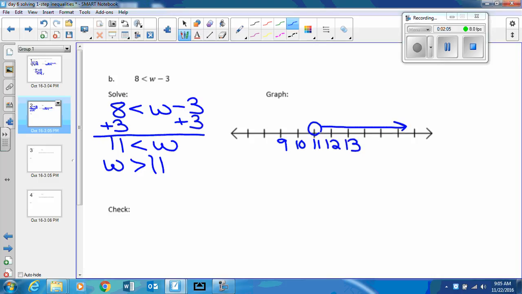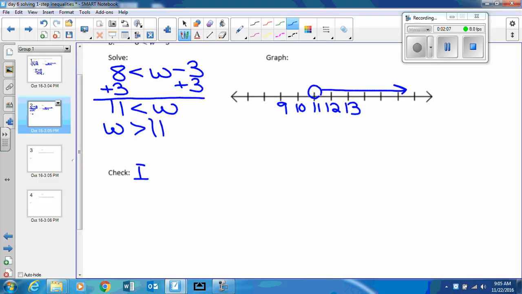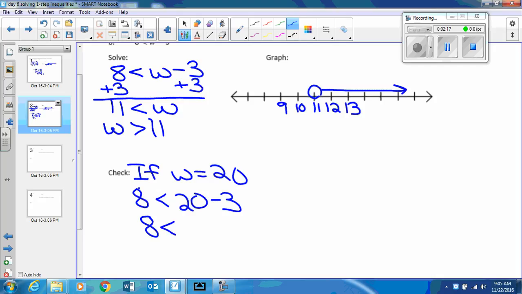So now picking some number above 11, I'm going to use 20. So w equals 20. Going back to my original, 8 is less than 20 minus 3. And now when I simplify it, 20 minus 3 is 17. 8 is less than 17, so it checks out okay.